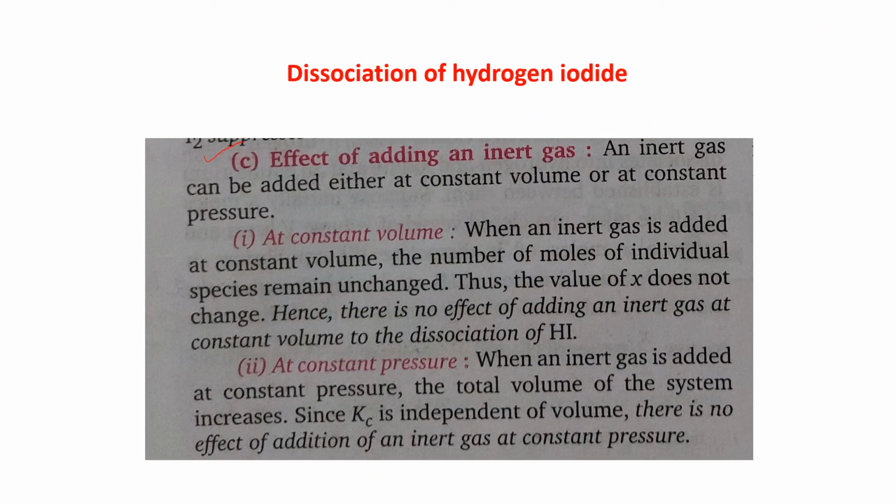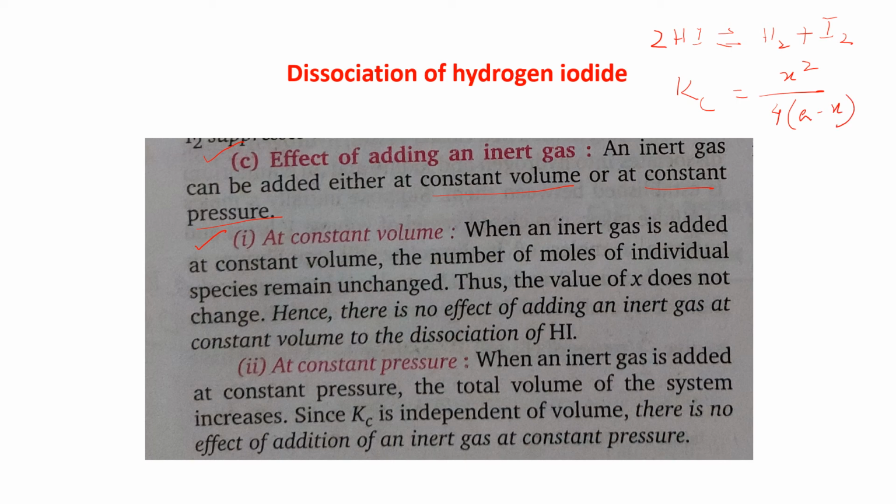Effect of adding an inert gas. An inert gas can be added either at constant volume or at constant pressure. Both the cases you can add inert gas. So first case I am taking. At constant volume, my equation is 2HI giving you H2 and I2. What is my Kc I have got for this reaction? Kc is equal to x square divided by (4a minus x) whole square.